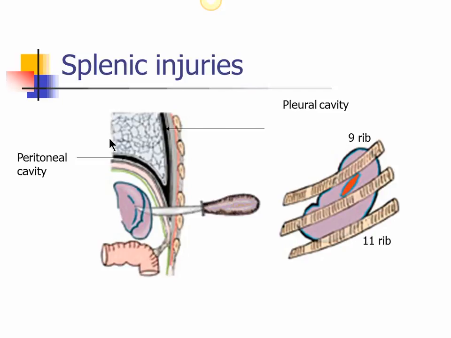Now, because the spleen is such a soft organ, very close to the ribs, it can be injured quite frequently. If we are looking at a side view, here's the spleen. Remember it was covered by peritoneum. So here's the peritoneal cavity. The spleen is related to the 9th, 10th and 11th ribs. Because it's on the left side, it's also related to the left pleural cavity. This is the left pleural cavity.